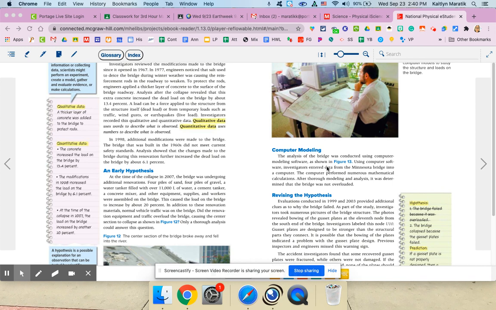So now they've got to revise their hypothesis. So evaluations conducted in 1999 and 2003 provided additional clues as to why the bridge failed. As part of the study, investigators took numerous pictures of the bridge structure. The photos revealed bowing of the gusset plates at the 11th node from the south end of the bridge.